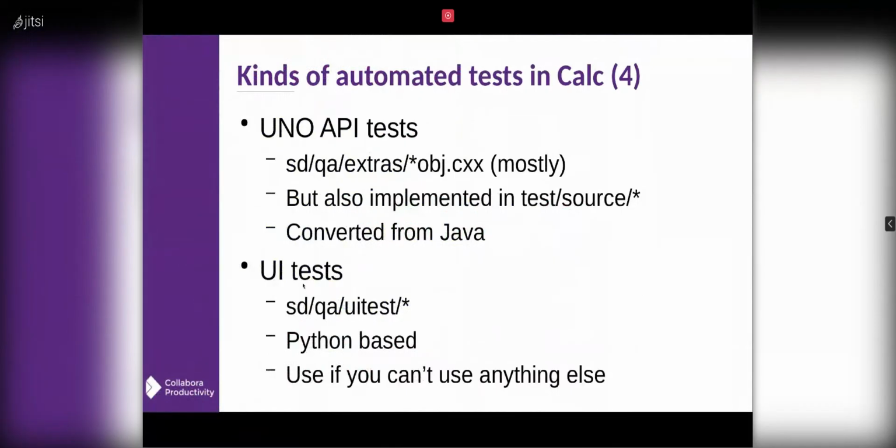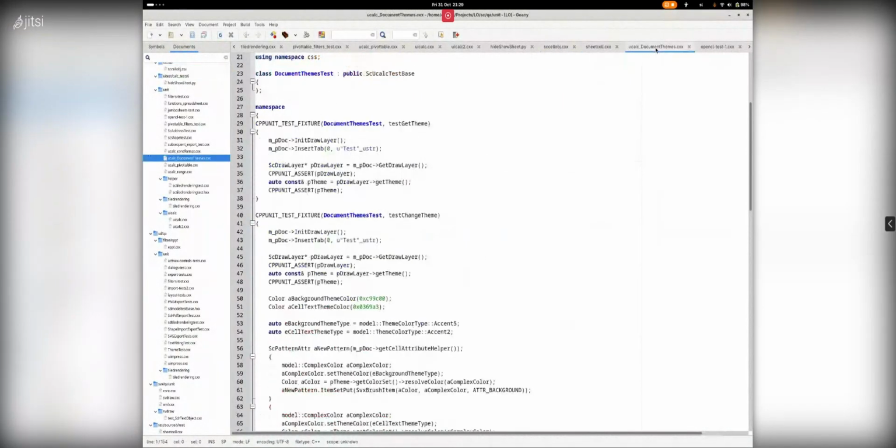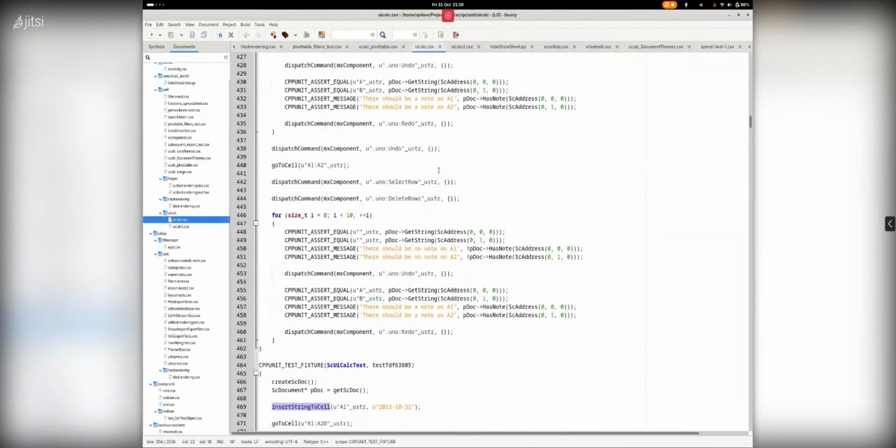Then we also have UI tests. I didn't go into detail, but they're Python based, and they are usually using constructs on the UI to test if, for example, they can open a dialog and set some values, and then you can see what these values are. I think I looked into one. Here, yes.